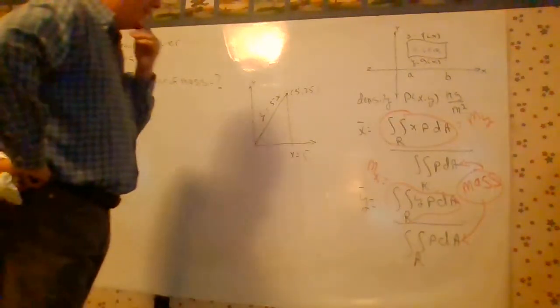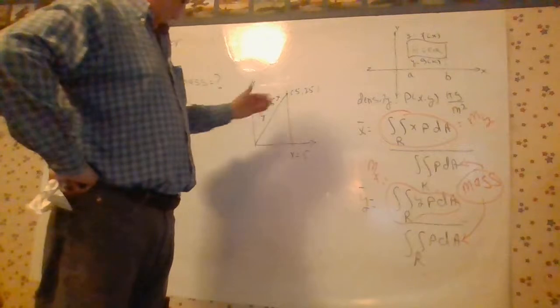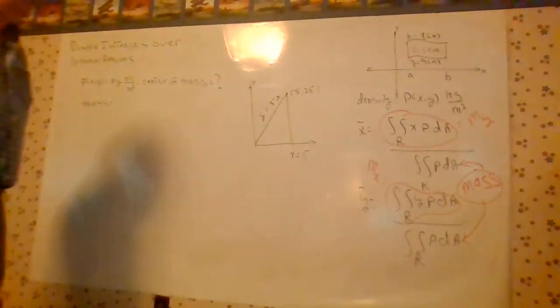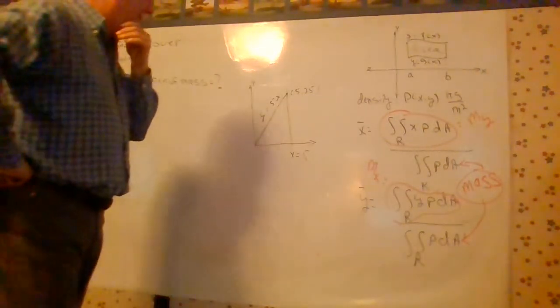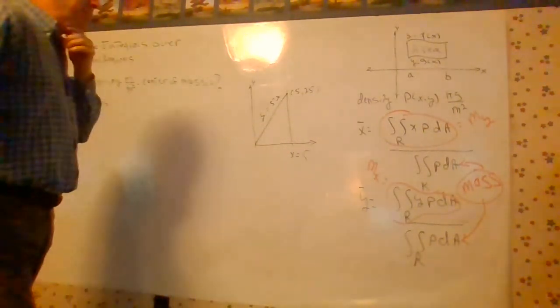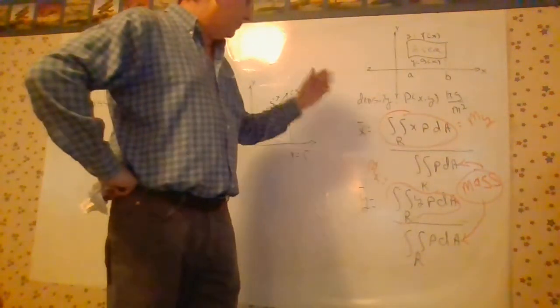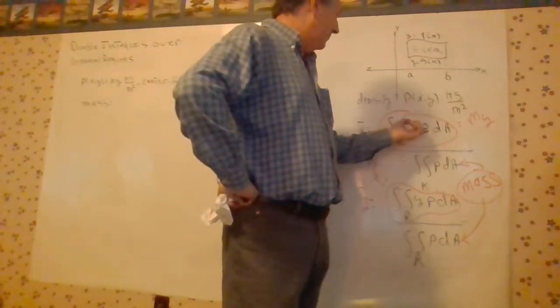It could be a thin plate where density varies with position, varies with x and y, not with depth. If it varied with depth, then we would have to do a solid three-dimensional triple integral. But it just varies with two dimensions here. So to find the x-coordinate of the center of mass, we simply integrate x rho dA.